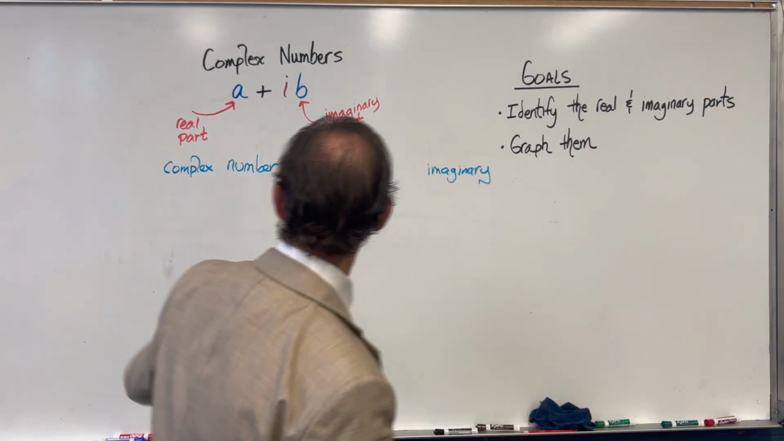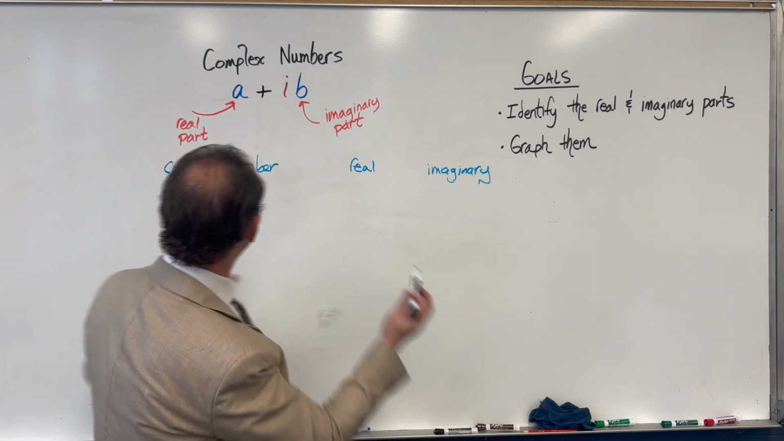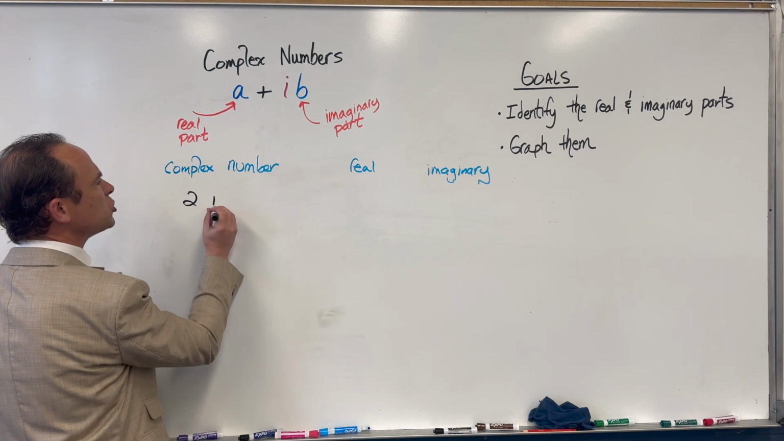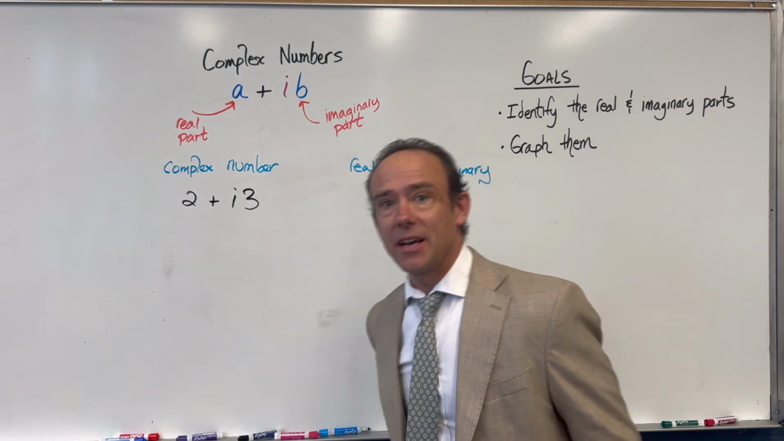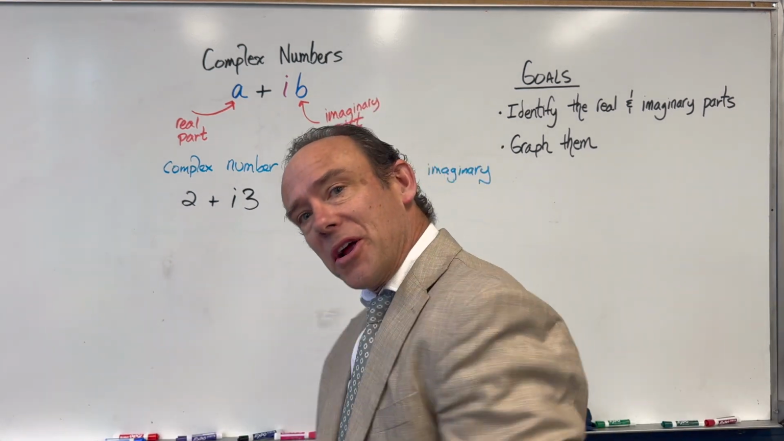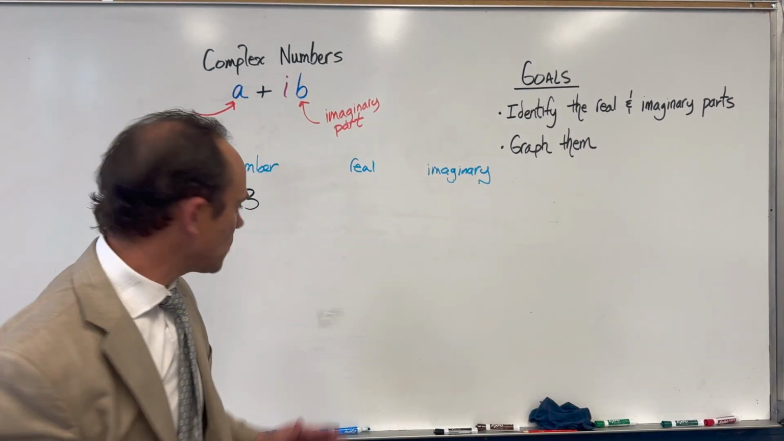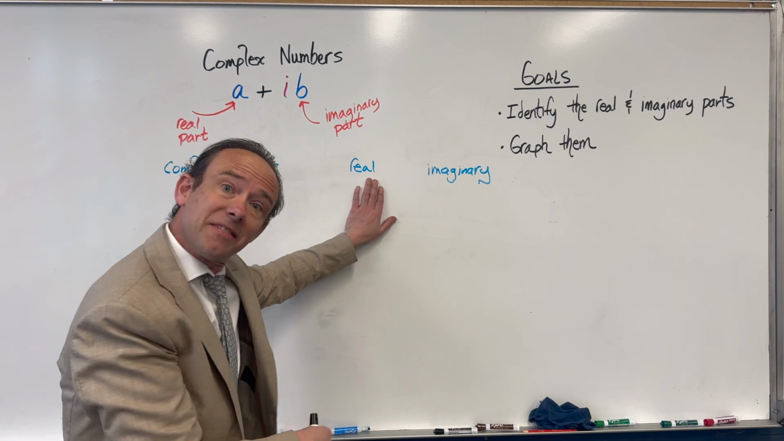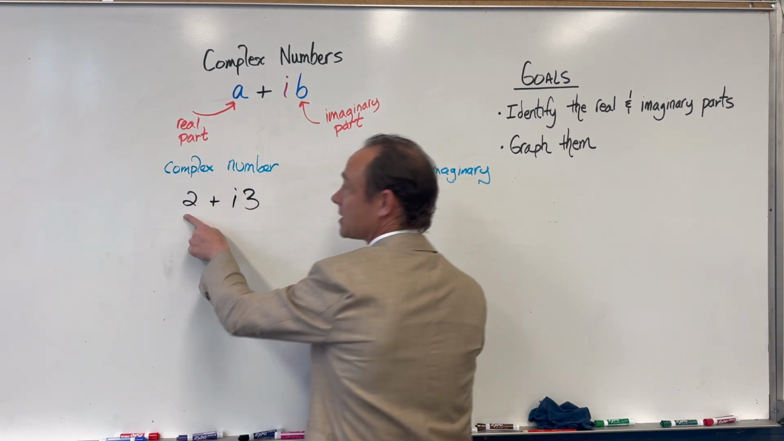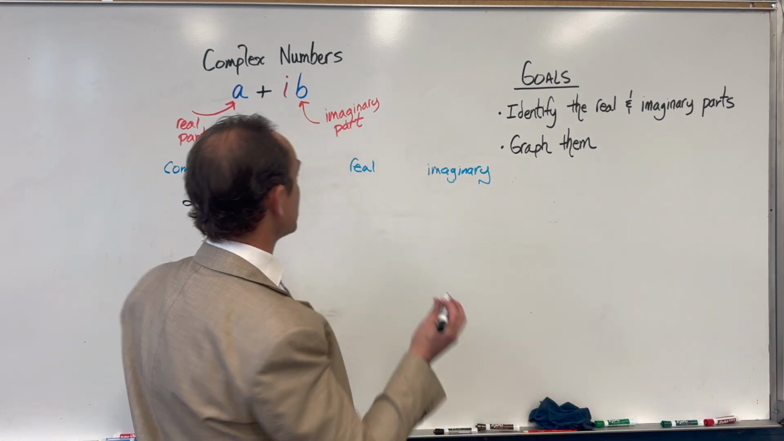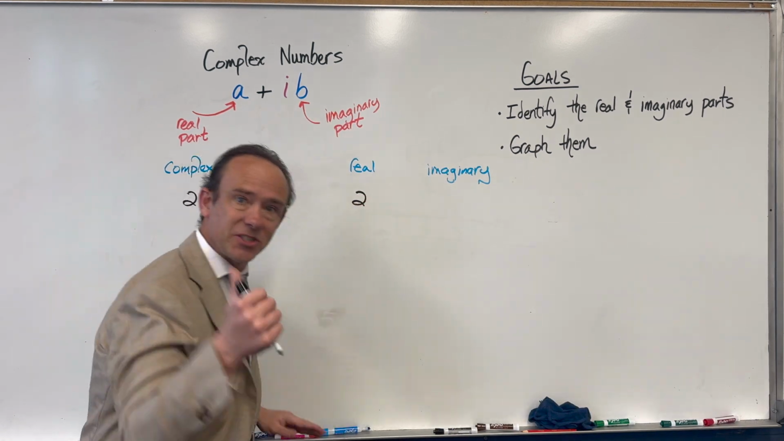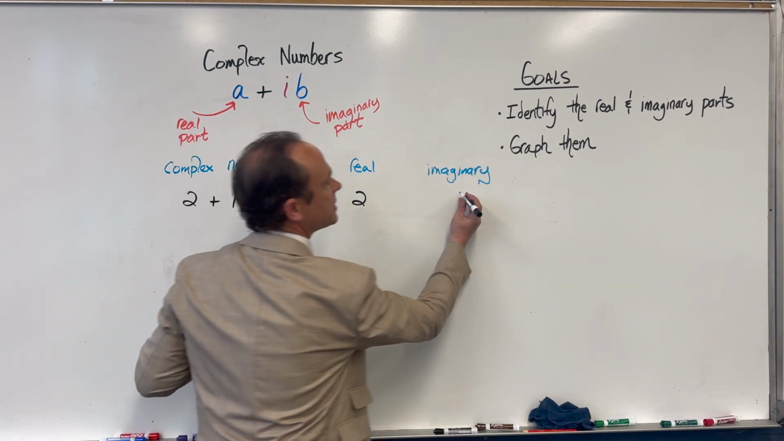All right, so let's assume you have a complex number that is, I don't know, 2 plus i times 3. And you're asked to identify what's the real part and what's the imaginary part. Well, the real component of this complex number is going to be the 2, right? The number that's not multiplied by the imaginary unit. So we're going to go, that's 2, check. And the imaginary part is 3.